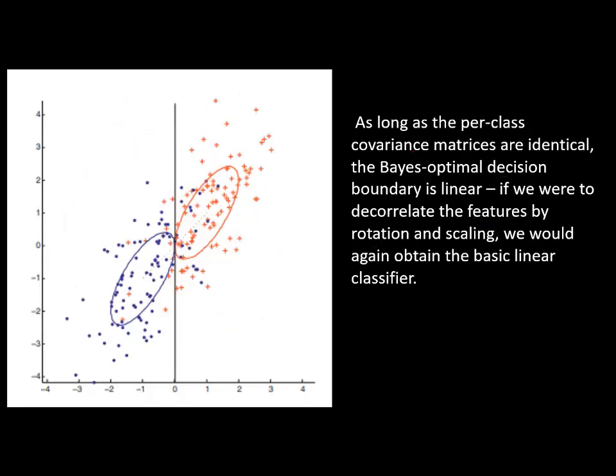As long as the per class covariance matrices are identical, the Bayes optimal decision boundary is linear. If we were to decorrelate the features by rotation and scaling, we would again obtain the Bayes linear classifier. Bayes linear classifier means separation with a straight line.